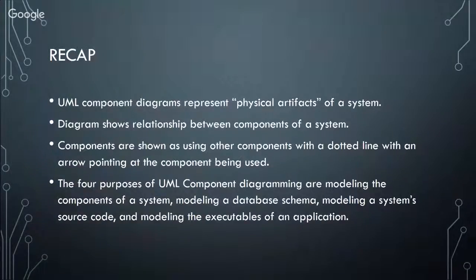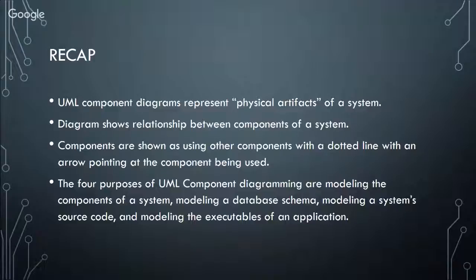Now, as a quick recap of our presentation, the UML component diagrams represent the physical artifacts, or in other words, the components of a system. And this diagram shows the way that these components work together, or the relationship between them. In the example earlier, you saw that the way it's notated is you have the actual name of the component, and then the components that it uses represented by a dotted line. And on the end, on the side where the component is being used, it shows the hierarchical relationship of what's using what.